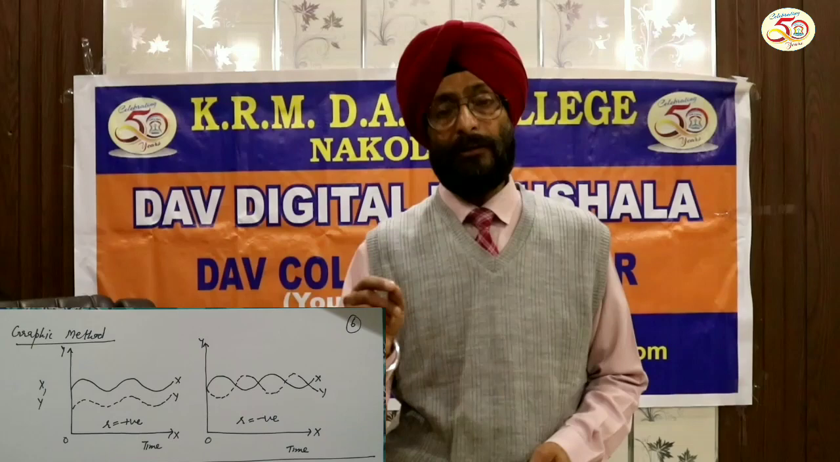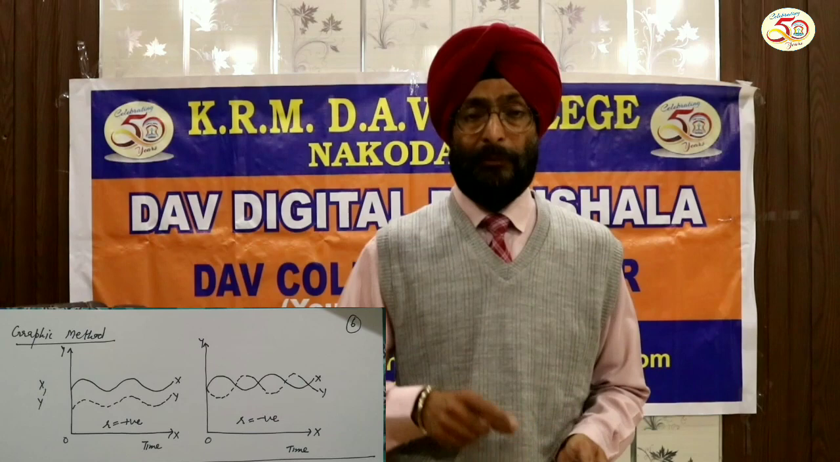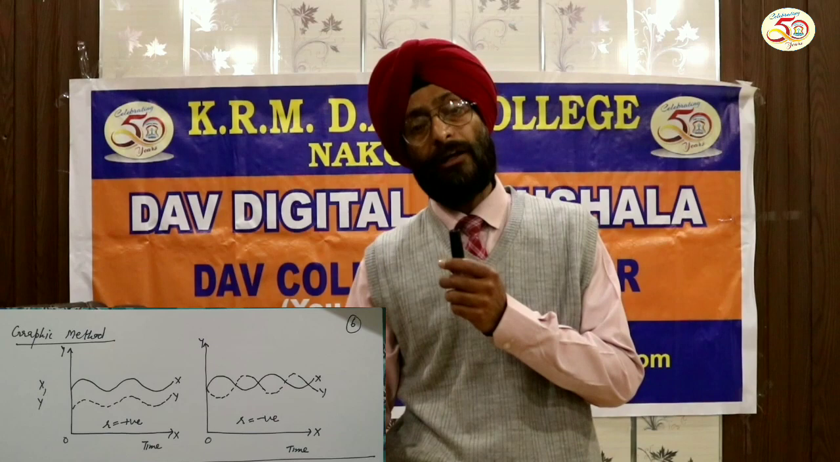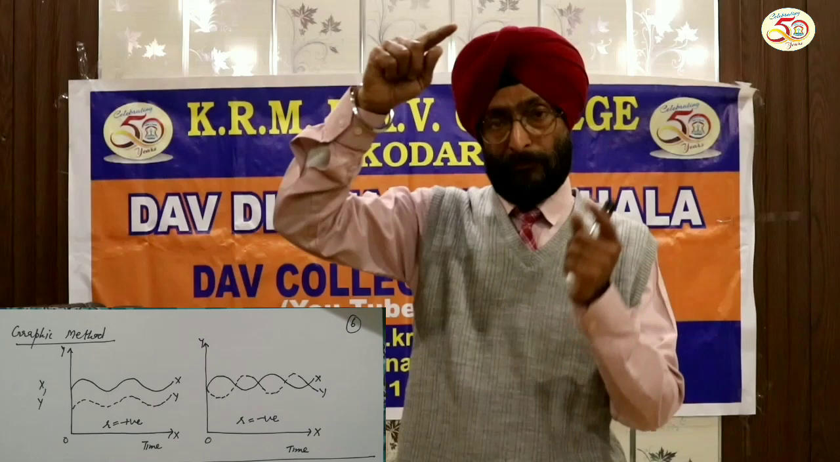So we can find the degree of correlation with the help of dots and their directions. Second is the graphic method. In this method, we plot x and y variables on a graph, and from the direction we can judge whether correlation is positive or negative. If x and y both are moving upward, it is positive. If both are moving downward, it is again positive. It means the direction is the same, so it is positive. But if x is rising upward and y is moving downward, it is called negative correlation.